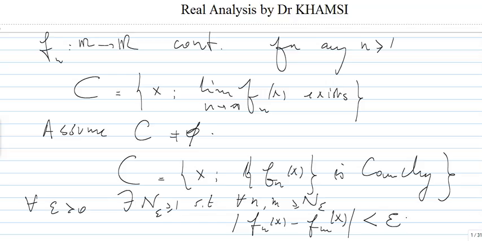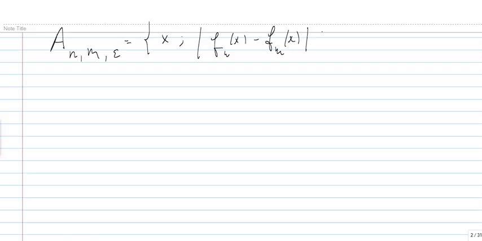This is very important because it will allow us now to introduce the following set: A_{n,m,epsilon} to be the set of x such that |f_n of x minus f_m of x| is less than or equal to epsilon. Since f_n and f_m are continuous, the absolute value of f_n minus f_m is continuous, therefore the set A_{n,m,epsilon} is closed.